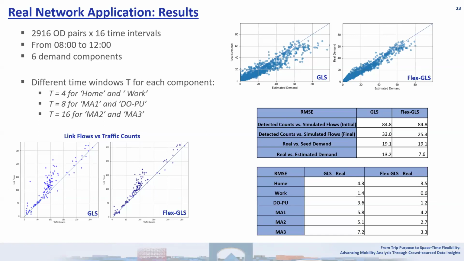And as for the results here, I will just go quickly over them. We can observe that both in terms of estimation of the overall demand and overall replication of traffic flows on the network, the Flex GLS performs better than GLS when reliable insights about demand components and their flexibility are fed into the model. Moreover, a more reliable estimate of each individual travel demand component can be obtained through Flex GLS, which the traditional GLS model simply cannot do, since it only considers one single travel demand entity.